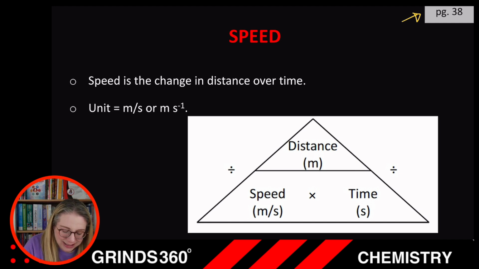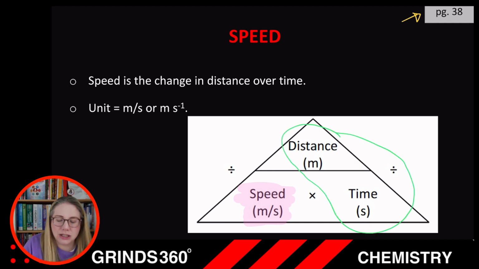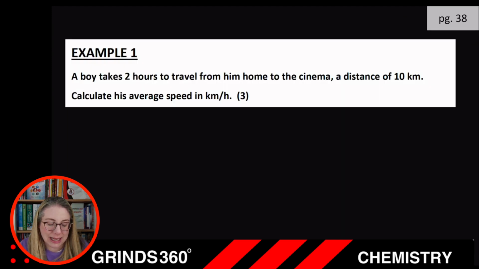Now, if I want to calculate the speed, we need to put the distance in meters and we divide it by the time. Personally, whenever you're answering a question where it asks you to calculate the speed, you always write the formula. It doesn't have to look exactly like that. So let's look at the worked example. Let's highlight the important information.